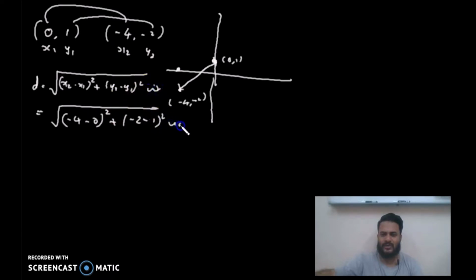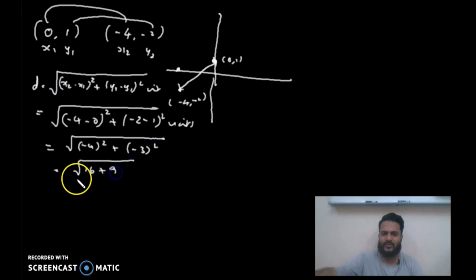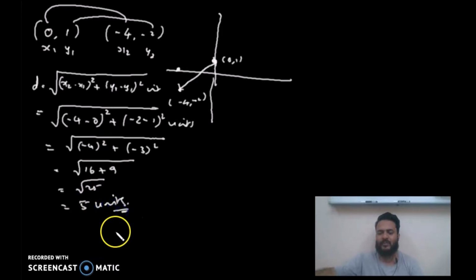Actually here it is units, right? So it is square root of (minus 4) power 2 plus (minus 3) power 2, which is square root of 16 plus 9, so square root of 25, which is equal to 5. While taking a square root, you will get plus or minus, but distance cannot be negative. Take it as plus 5 always. Plus 5 units. This is the way you find the distance between these 2 points, say for example, P and Q.